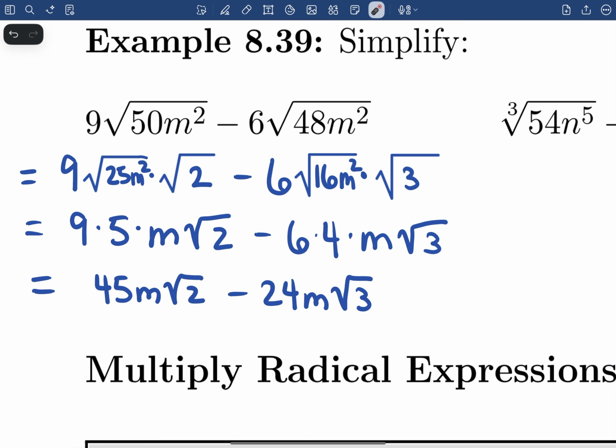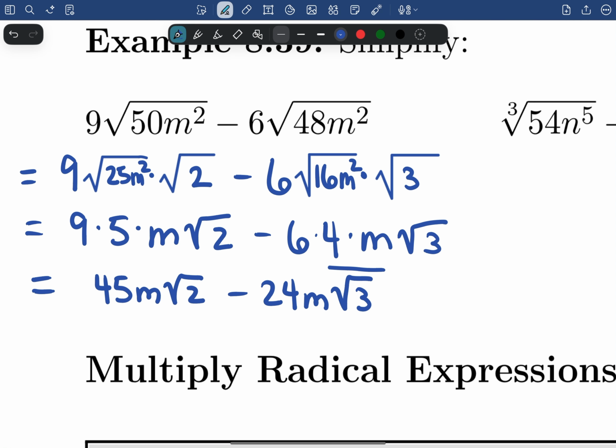Great. So we get to this point, and I ask the question, can this be simplified any further? So I look to see if the radicals are like radicals. Well, they have the same index value because they're both square roots, but one has a radicand of 2 and one has a radicand of 3. These are not like radicals. I cannot simplify any further. This is my final answer.